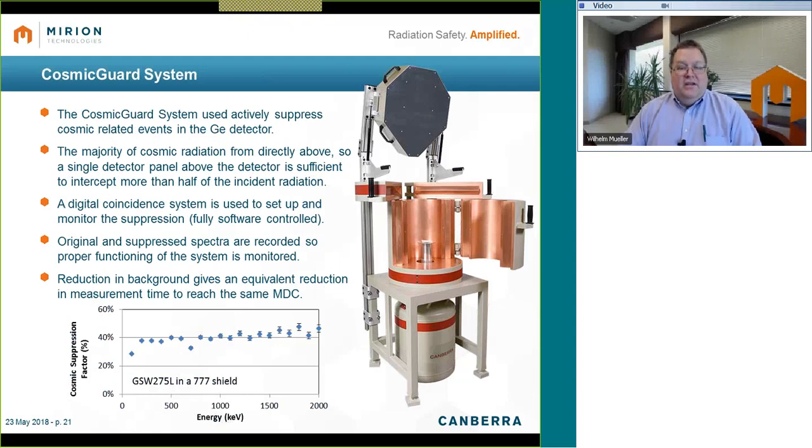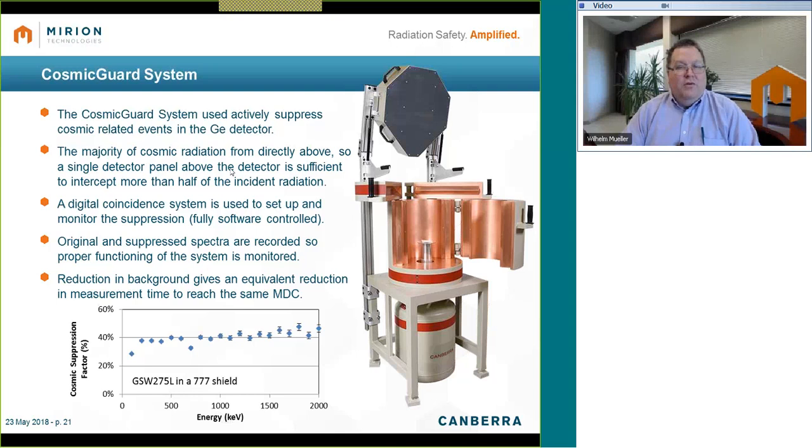And this system takes advantage of the fact that the majority of the cosmic radiation comes from above. So just by putting a panel on the top of the shield, one can already intercept more than half of the incident radiation. We have developed a system that's fully digital and software controlled, so the system is very easy to set up and maintain.